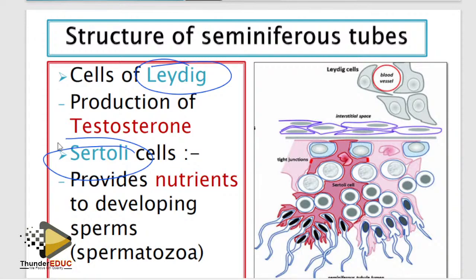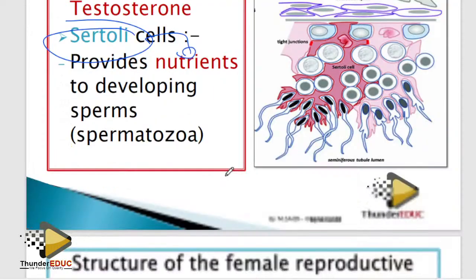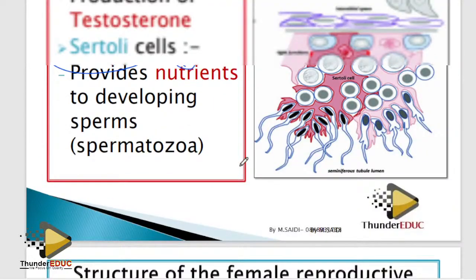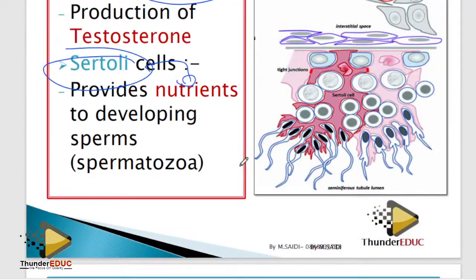What's the function of the cells of Leydig? It is to produce testosterone. What about the Sertoli cells? Sertoli cells are responsible for nutrients. Done. Nothing else you need from here. Don't waste time. I'm not saying don't read more, but don't waste time.